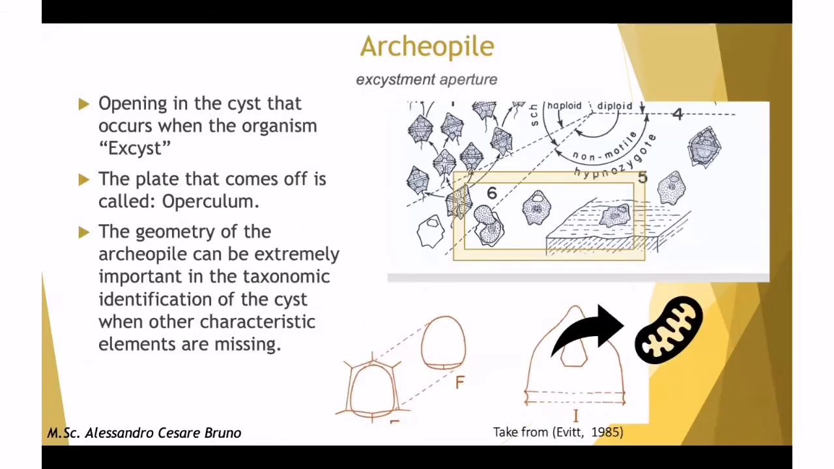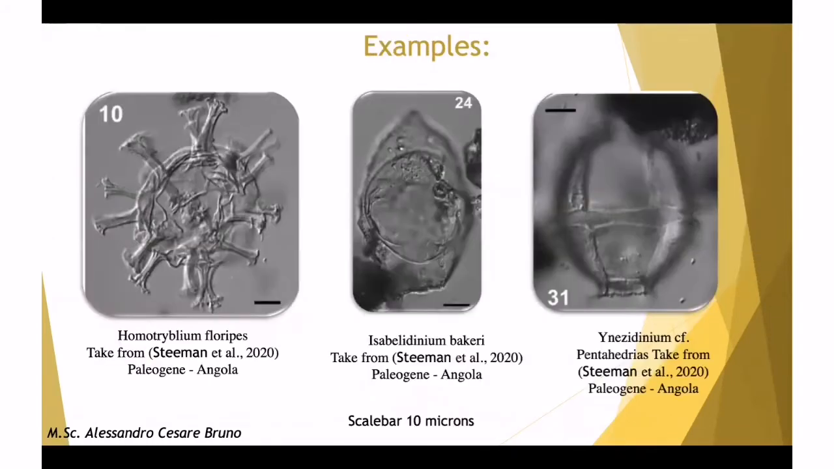So as I told you before, the position, the location and the geometry of the archaeopyle is useful for the identification of genera and species. For example, in this species, we can see the archaeopyle, and the genus Aesidinium yields a presingular archaeopyle. So this is a great example to understand how dinoflagellates are studied.